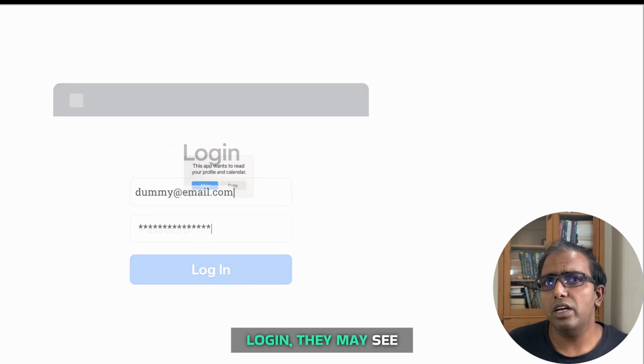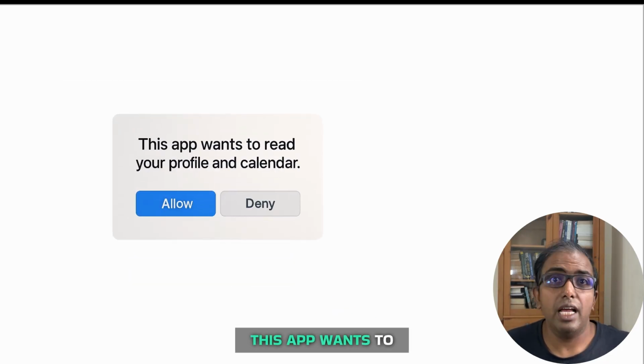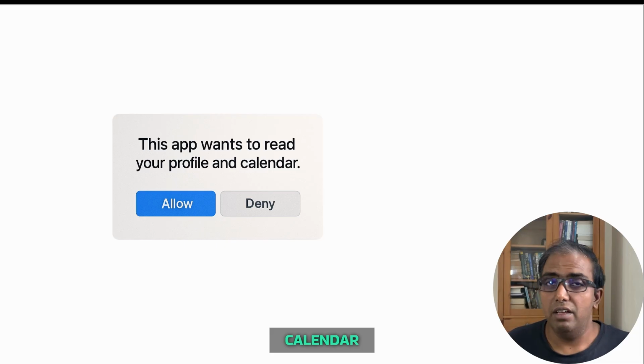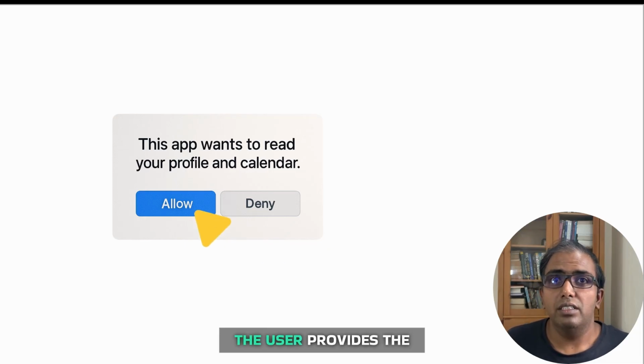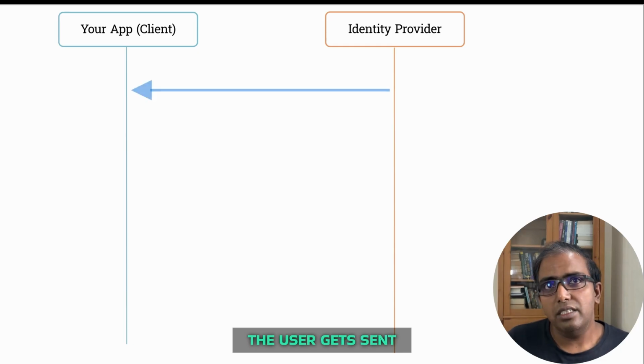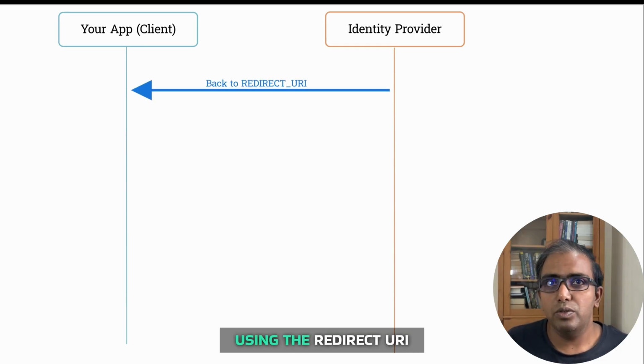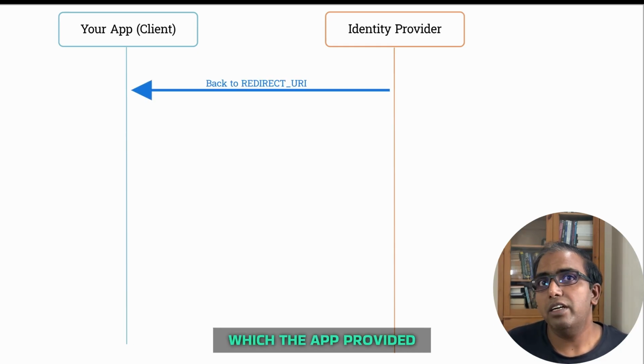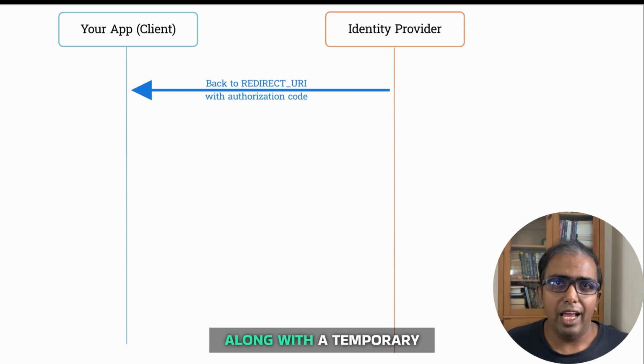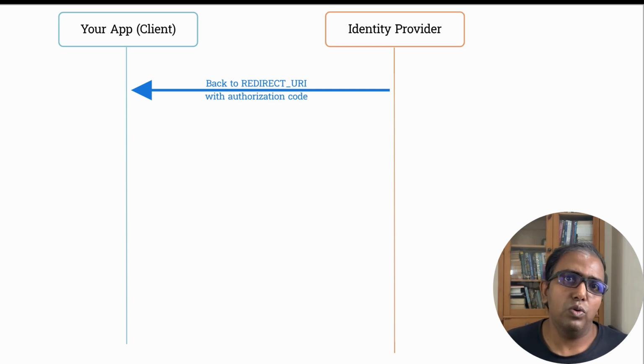Now, during the first login, they may see a consent screen like, this app wants to read your profile and calendar. Do you want to allow? The user provides the consent to complete the authentication process. The user gets sent back to your app using the redirect URI which the app provided when redirecting to the authorization endpoint, along with a temporary authorization code in the URL.